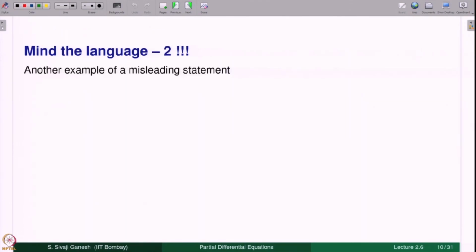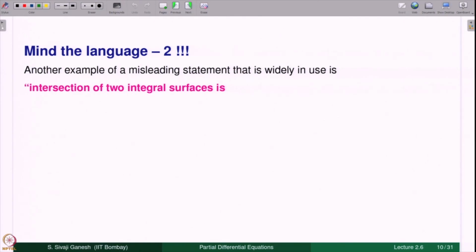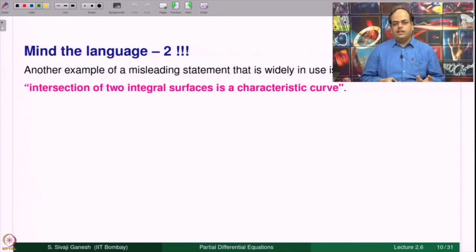Now, the second point, another example of a misleading statement that is widely in use is that the intersection of two integral surfaces is a characteristic curve. Because we believe that if two surfaces intersect, imagine two planes intersect, it is a line. Is that true always? The intersection of two planes is not a line always, it could be a plane, it could be the same plane, right? It need not be a line all the time.